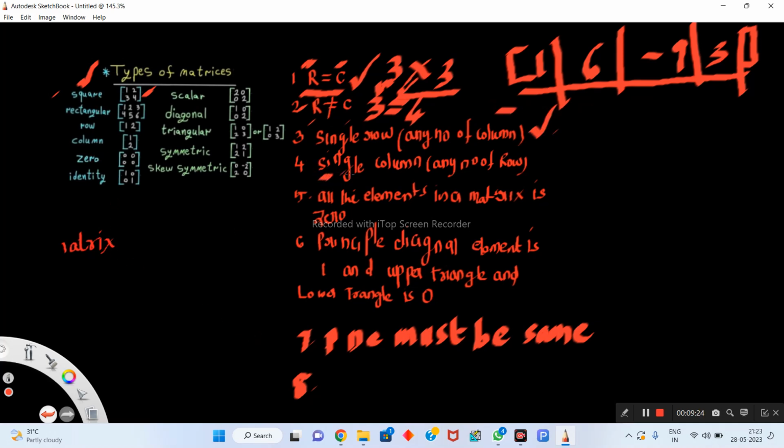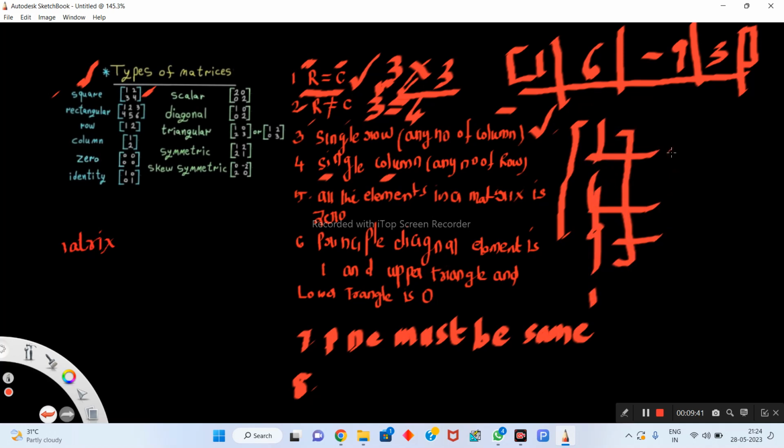Then next, column matrix. In a column matrix we must have a single column and any number of rows can be there. For example 1 6 9, this is a column matrix in which we have only a single column and we have 3 rows.